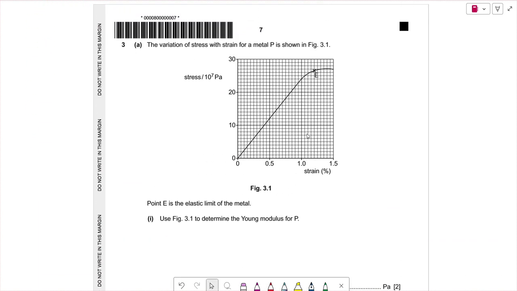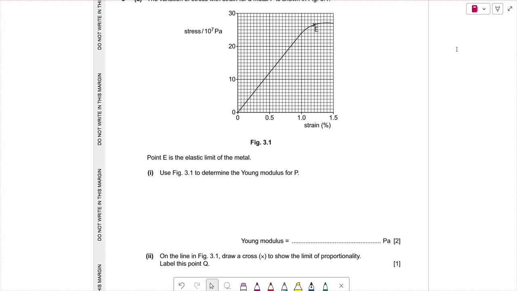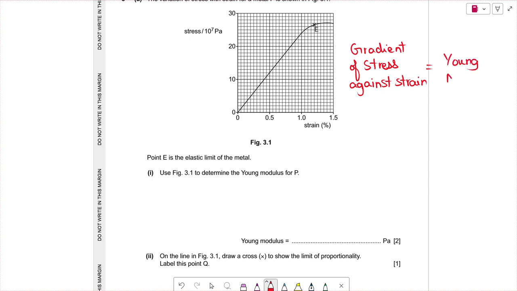In question number 3, the variation of stress with strain for a metal P is shown in figure 3.1. Point E is the elastic limit of the metal. Use figure 3.1 to determine the Young modulus for P. So, the gradient of the stress against strain graph gives us the Young modulus. Remember, gradient of stress against strain is equal to Young modulus.